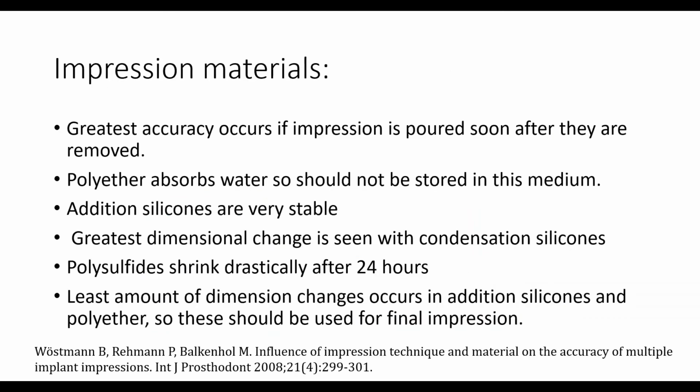Now, coming to the materials required for implant impression making. What are the requirements for implant impression material and which material should we use? The greatest accuracy occurs if the impression is poured soon after it is removed. Polyether absorbs water, so it is not to be stored in this medium. Also, addition silicones are very stable. The disadvantage with polysulfide is that it shrinks drastically within 24 hours, and condensation silicone has byproducts. So these two materials are not used as implant impression materials.